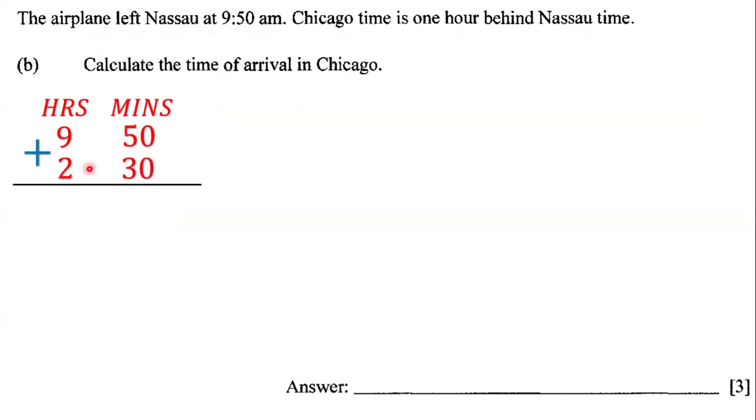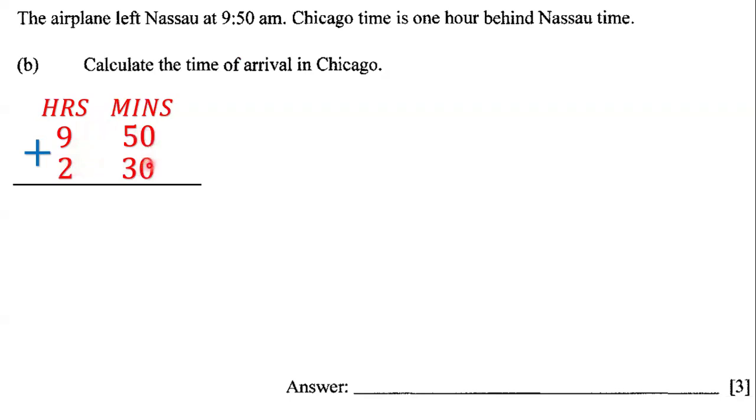Now, why are we going to add it to 2 hours and 30 minutes? Because we just saw in the previous question that it took 2.5 hours. And 2.5 hours is 2 hours and 30 minutes because 30 minutes is half of an hour. And so we have 9:50 and we're going to add that to 2 hours and 30 minutes.